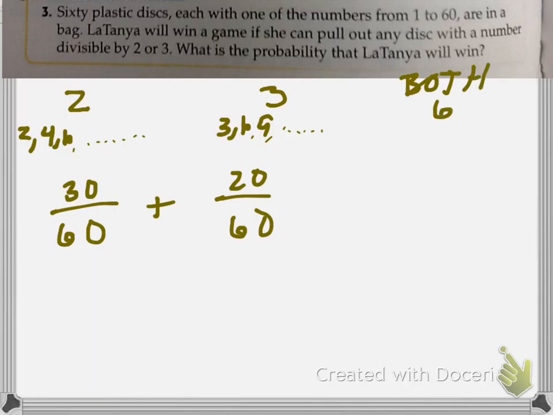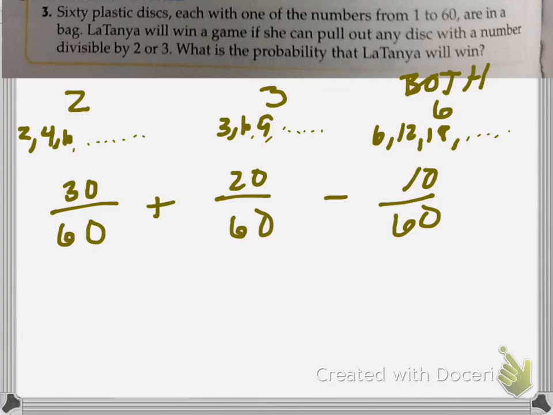Now, the disks that are in both groups would be, well, you can see 6 up there. It would be the disks that are divisible by 6. 6, 12, 18. So there will be 10 of those. And that's the ones that you counted twice when you were adding.